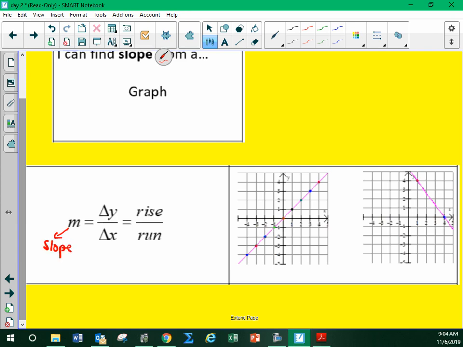I honestly don't know why, but m stands for slope. Now, our equation for slope is this little triangle.